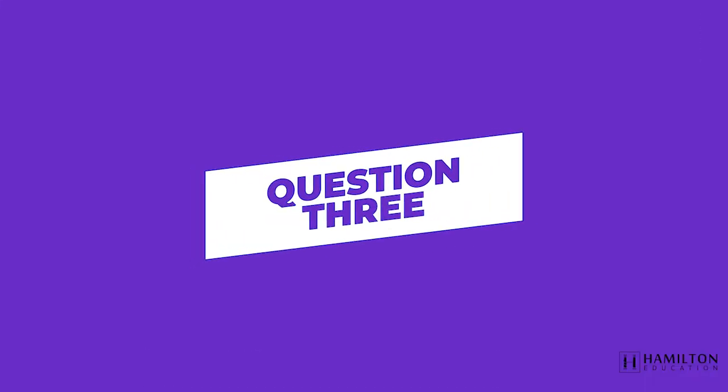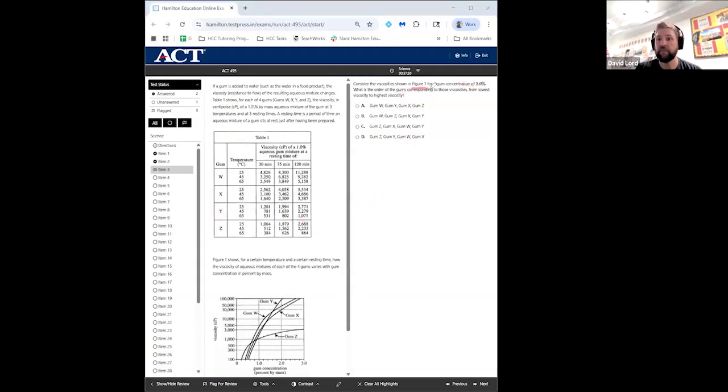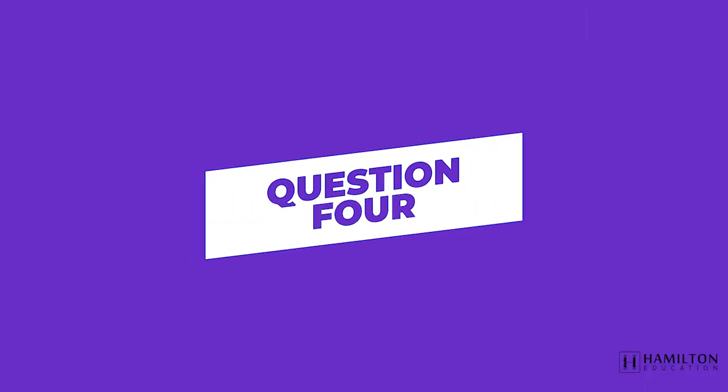Question number 3. Consider the viscosity shown in figure 1 for a gum concentration of 2%. So we're going not to the table, but the figure. What is the order of the gums from the viscosity from lowest to highest? So looking at the 2%, 2% is right here. Gum Z is the smallest, so we're crossing off A and B. And Y is the highest. So Z to Y, that would be C. C is the correct answer. So again, very quick.